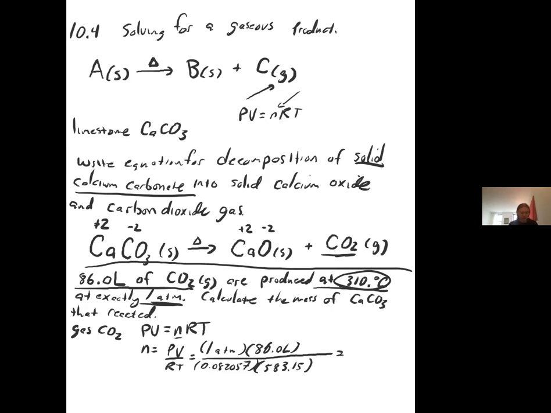So now you have the moles of CO2. So 1 times 86 divided by 0.082057 divided by 583.15, and you get 1.797 moles of CO2. Okay, now here's why I did that. The question is, calculate the mass of calcium carbonate. They didn't tell us anything about the calcium carbonate. They didn't give us how much calcium carbonate was in there, anything except about CO2. So here's what we do.